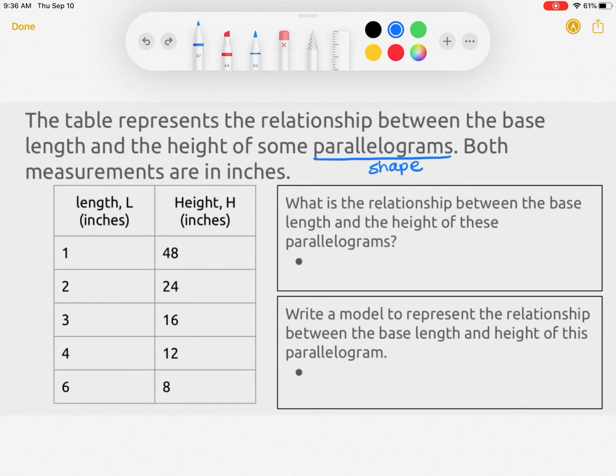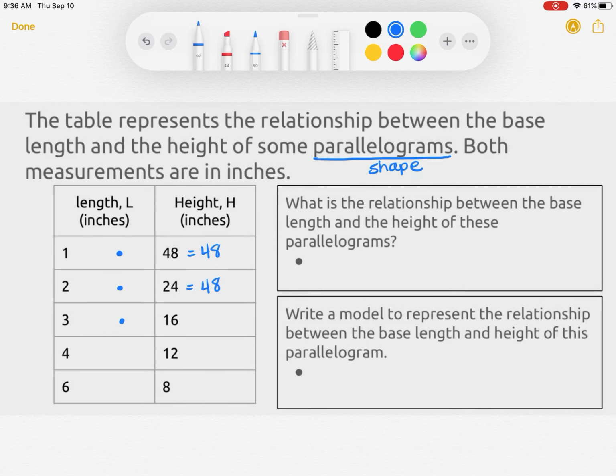Since I can tell that the numbers on the right are getting smaller, I am noticing that if I were to multiply 2 and 24, that would give me 48. And that's the number I have above. So I wonder if I multiply the numbers in the first row, would that also give me 48? And it would. 1 times 48 gives me 48.